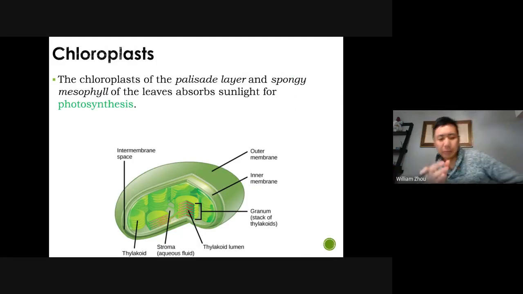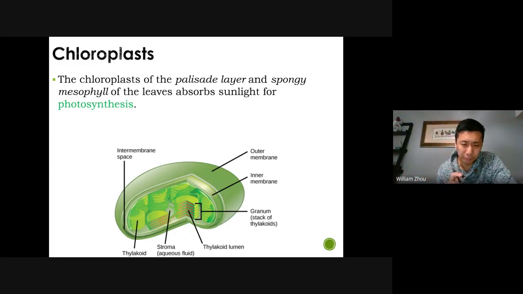Okay, so inside a cell, we talked about chloroplasts. Chloroplasts are only found in plant cells, specifically in the palisade and spongy mesophylls. And those are the green stuff. Chloroplasts are green, and that's what makes plants green.